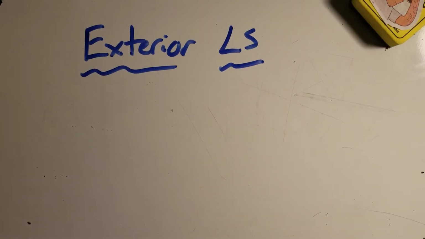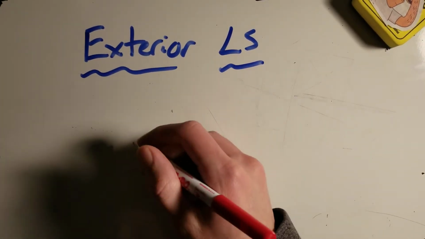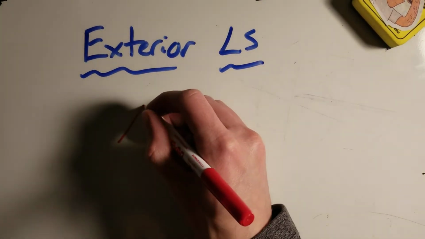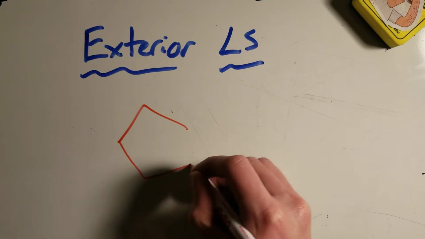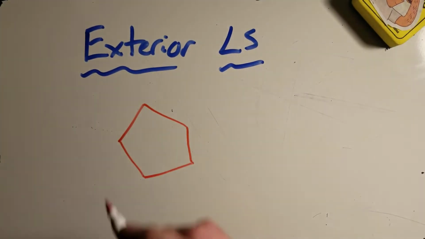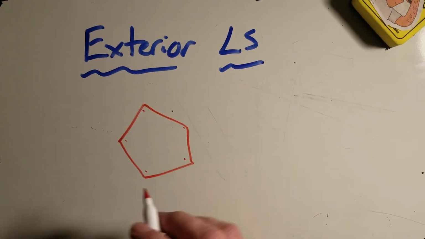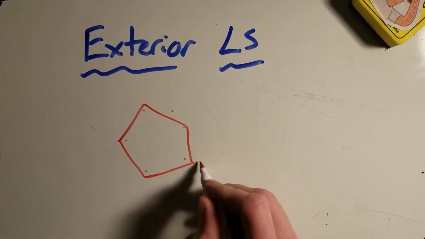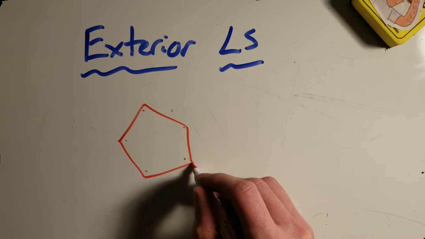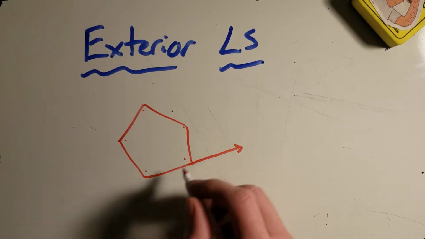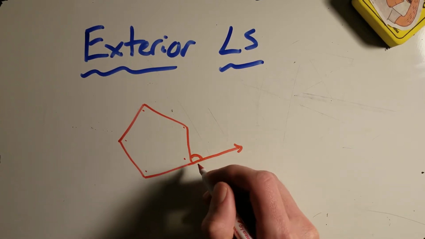Hey guys, today we're going to talk about exterior angles in different polygons. So an exterior angle in a polygon, let's say we'll work with a pentagon. All these angles on the inside are interior angles. An exterior angle comes up if you were to take one of the sides and extend it. So this right here would be an exterior angle.